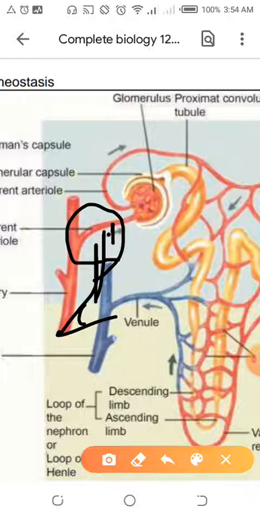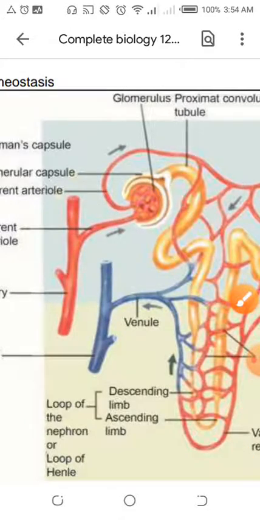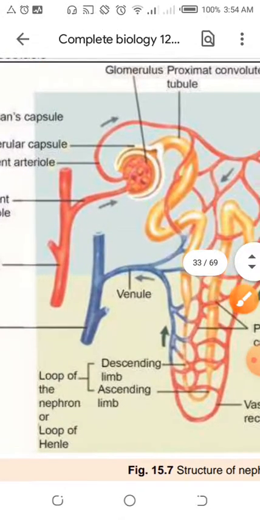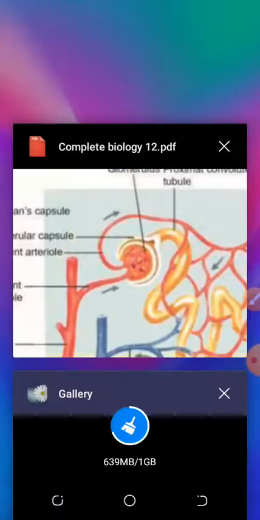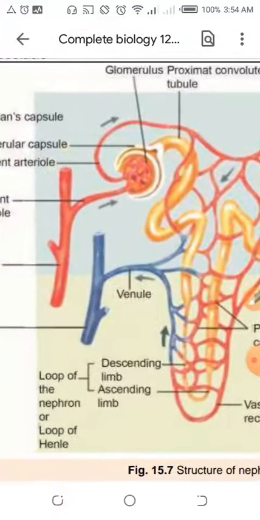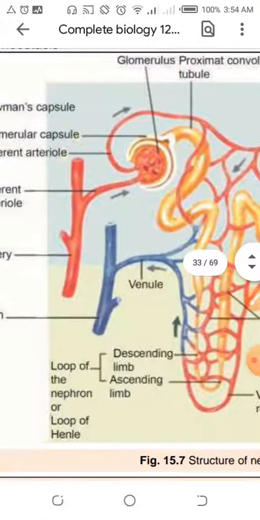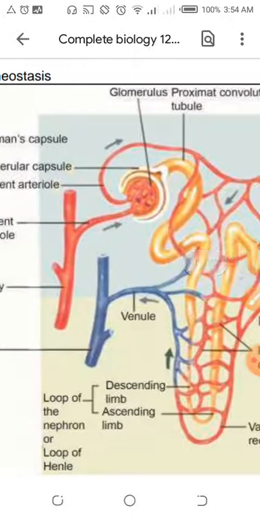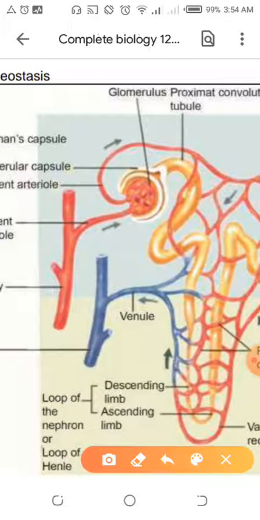Clear? Go back now. The cavity, this is the efferent arteriole. The cavity of the efferent arteriole, just tell me, is it more or less? It is less. Of course it is less. So the efferent arteriole cavity is less. The afferent arteriole cavity is more.